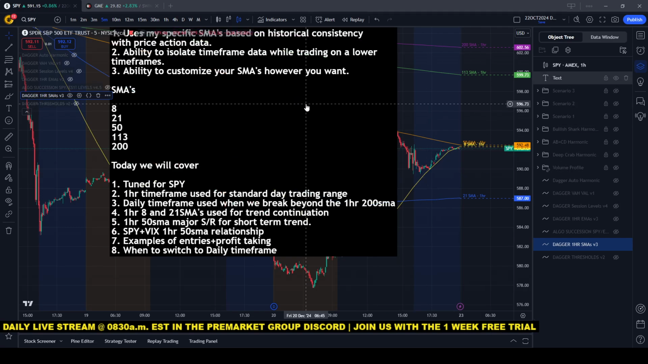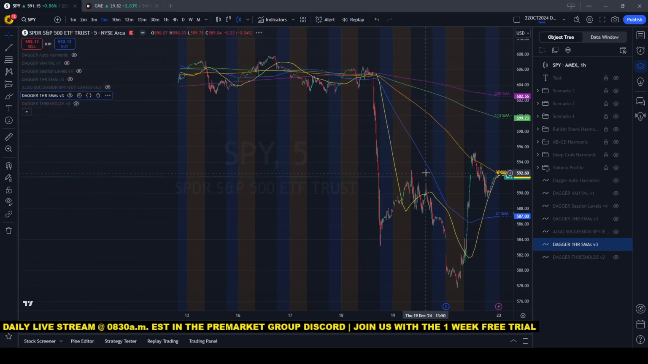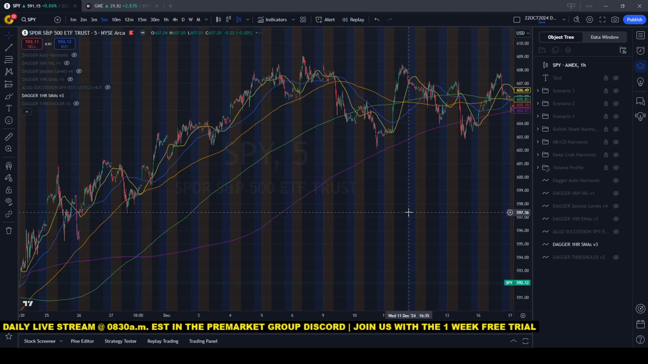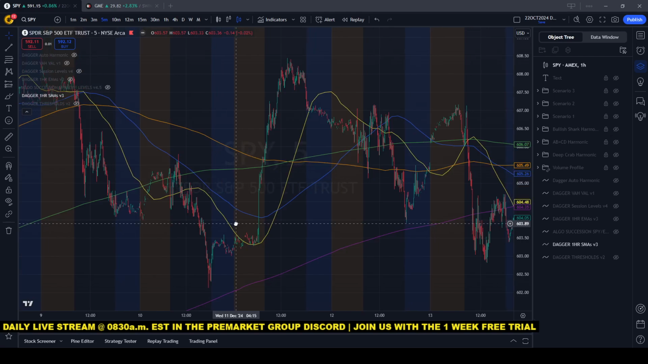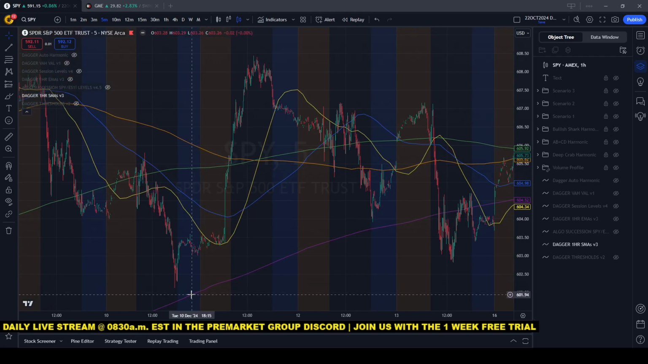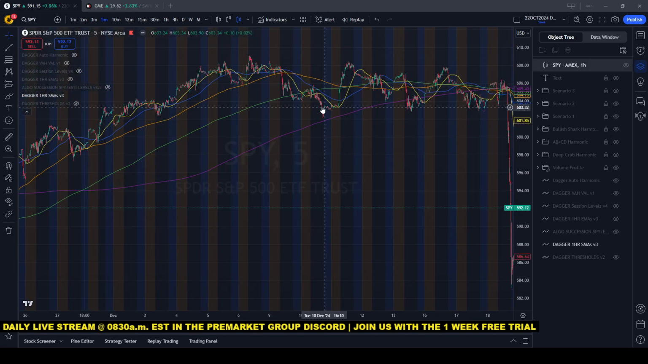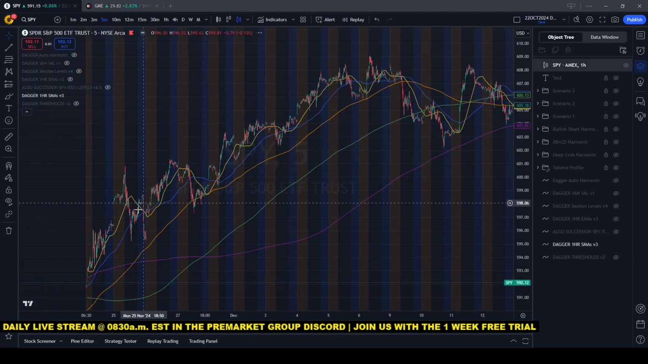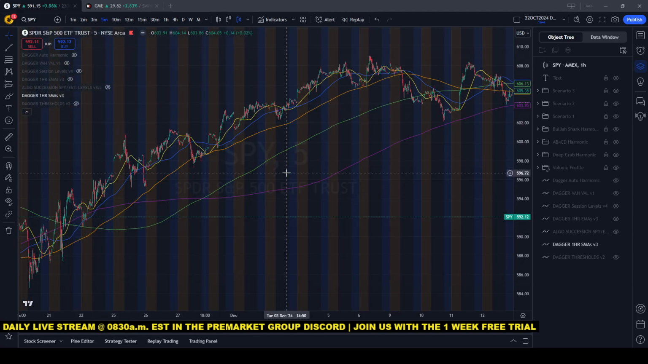Next up, the daily time frame used when we break beyond the 1 hour 200 SMA. So the times that I will jump out of the 1 hour SMAs are when I break this 200 SMA, which is here, this purple one. So you can see during this particular week, we stayed within this 200 SMA. Generally, the 200 SMA is kind of like that last line of defense in the current trend before things get really crazy and I have to switch to the daily.